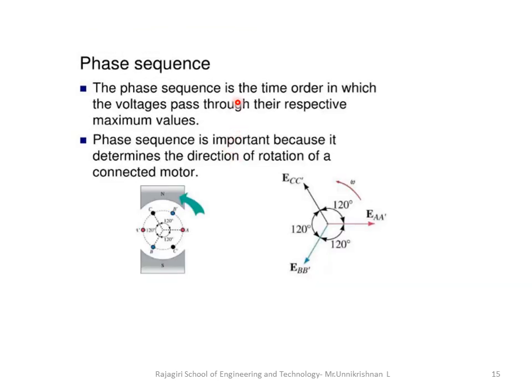Now let us see what we mean by phase sequence. Phase sequence represents the order in which the voltages in different coils attain their maximum value. And the phase sequence is also very important in determining the direction of rotation of a motor. While you connect a motor, the phase sequence determines the direction of rotation, whether the motor should rotate in the clockwise direction or anti-clockwise direction.